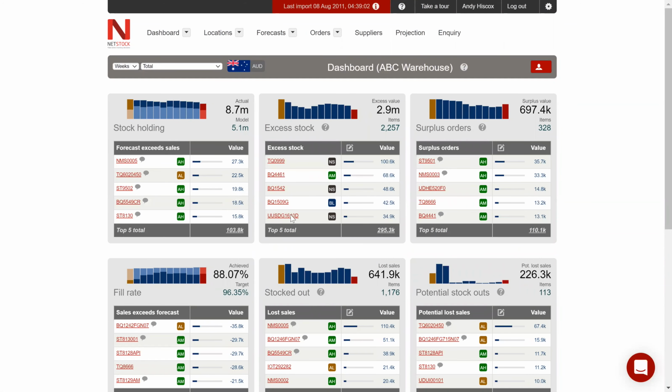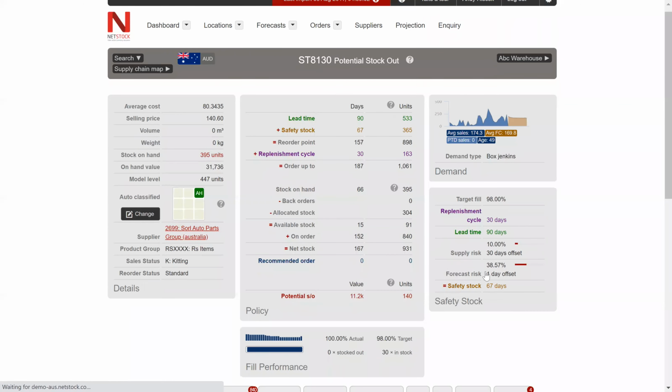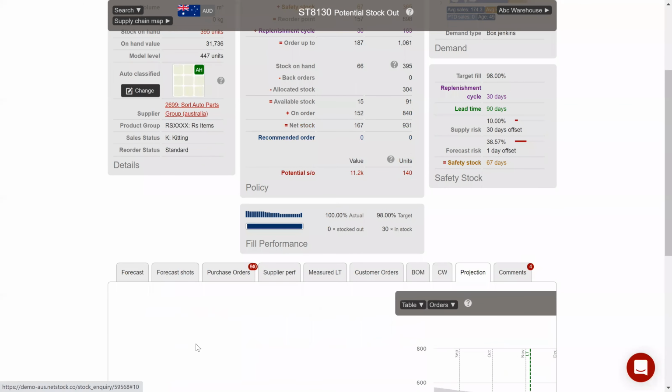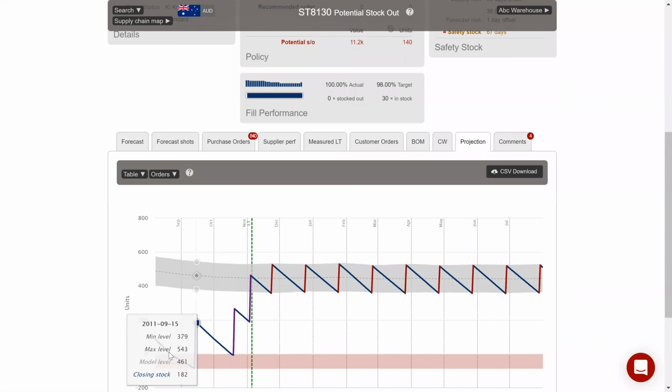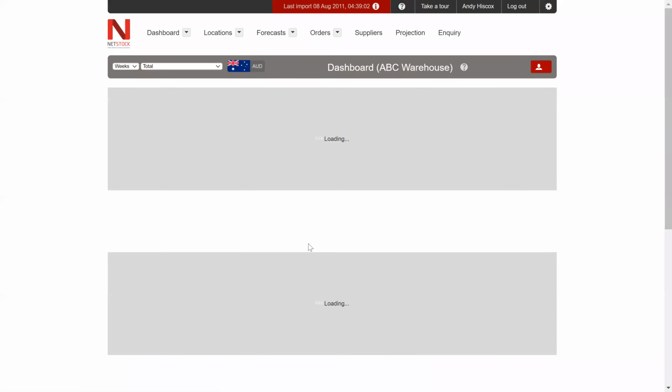The system also highlights for us potential stock outs, where we're going to run out before the next order arrives. So remember, if we just click on that item, we can graphically see it. Here's an item where we seem to have enough on order, but we're actually going to run out before the next order arrives. So the dashboards are all about monitoring our performance.